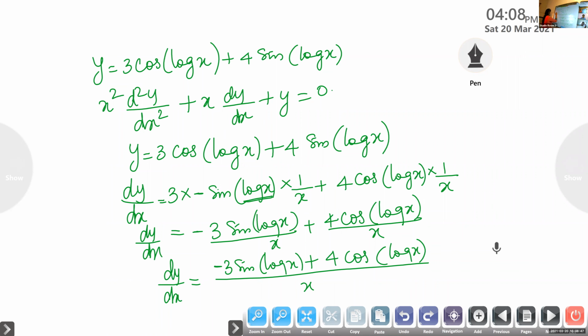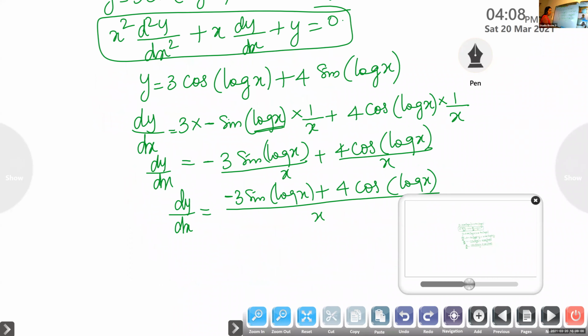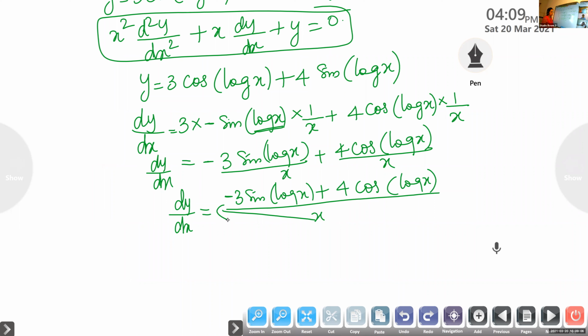This is the question we want to prove, isn't it? We have to prove. So we want to find d square y by dx square. Now listen, if you differentiate here, we have to use the quotient rule. Numerator is there, denominator is there. U by v rule we have to use. Instead of that, suppose I cross multiply this x to the other side.